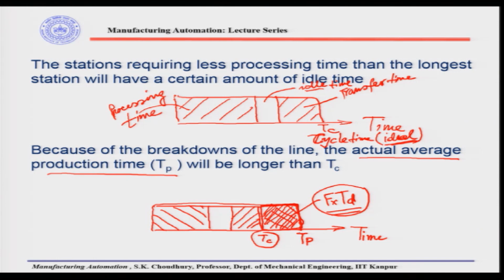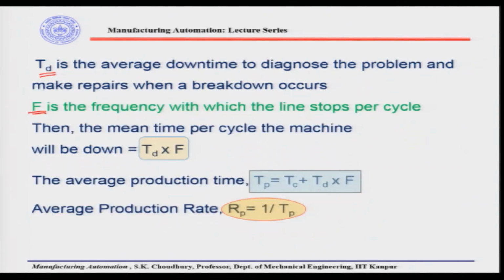This TP, that is, the actual average production time, will be more than the ideal cycle time by F into TD, where TD is the average downtime to diagnose the problem and make repairs when a breakdown occurs. Let me tell you that this TD is actually much more than the TC. For example, if a processing time is about 10 seconds, the TD can be 5 minutes or 10 minutes depending on the type of the downtime.